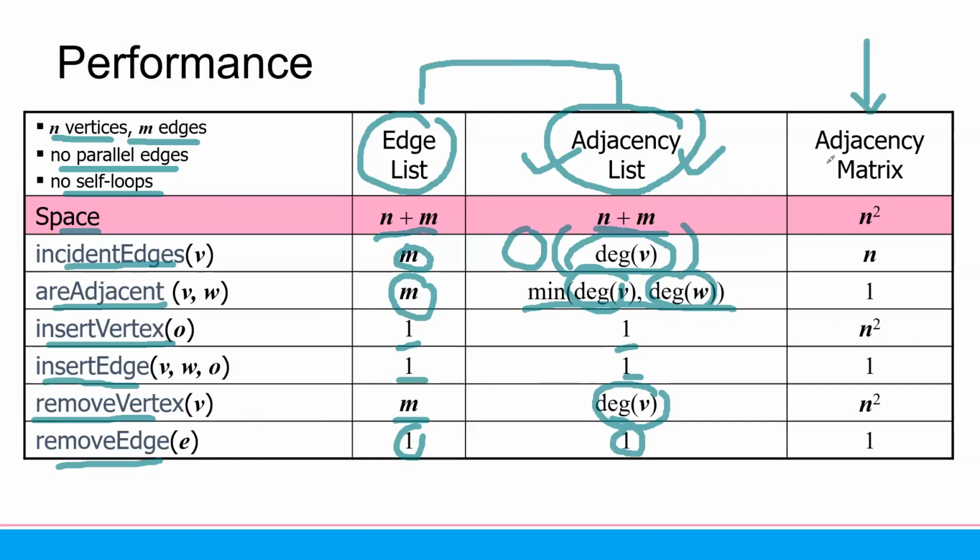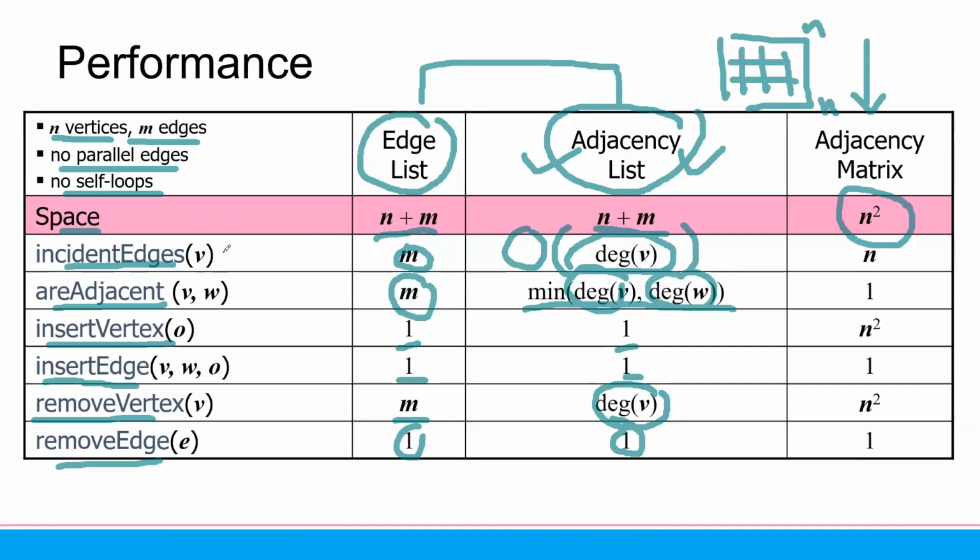Why? You can see that the space requires n to the power of 2. If you have a matrix, of course, the matrix is n by n. So n multiplied by n will be n to the power of 2.